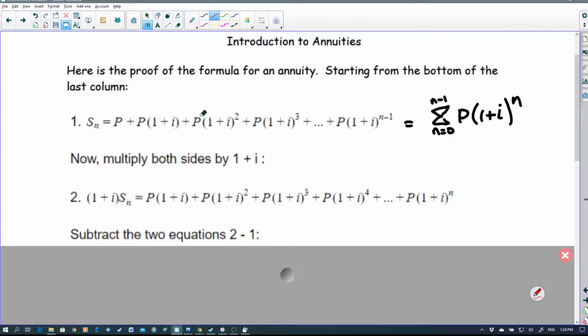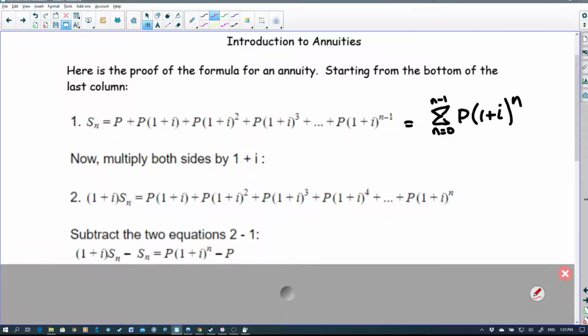I want you to notice that a bunch of things are going to cancel out. If I'm doing this minus this, that's gone. This minus this, that's gone. All the way up to P times 1 plus I to the n, which is going to be left over, because the P times 1 plus I to the n minus 1 is going to cancel out as well. What are the only two terms that are going to be left over? We're going to have a minus P. Remember, we're subtracting upwards here, so it's going to be a minus P, and we're going to have a plus P times 1 plus I to the n left over. And that gives this.